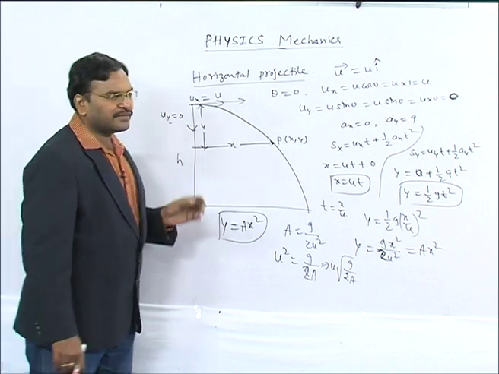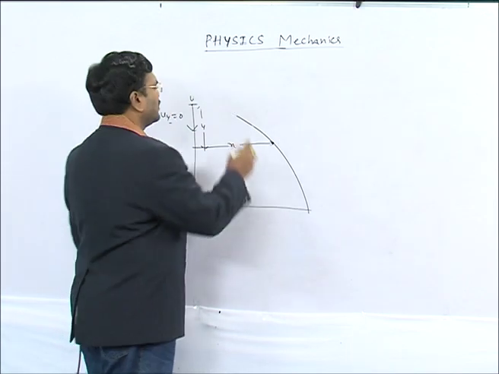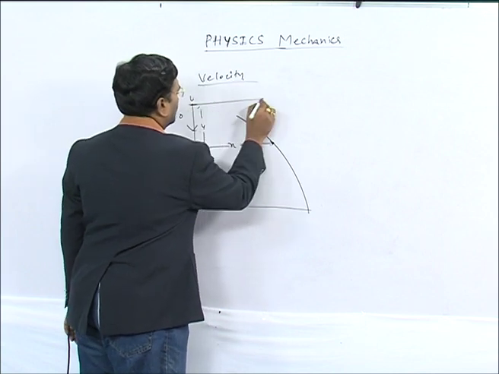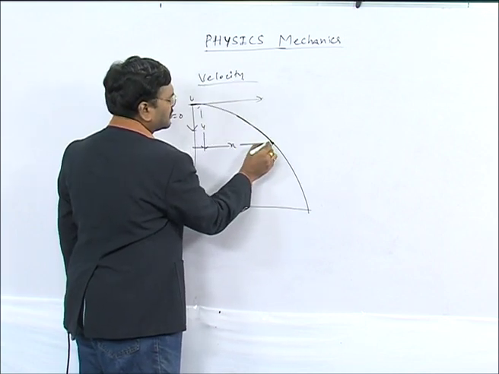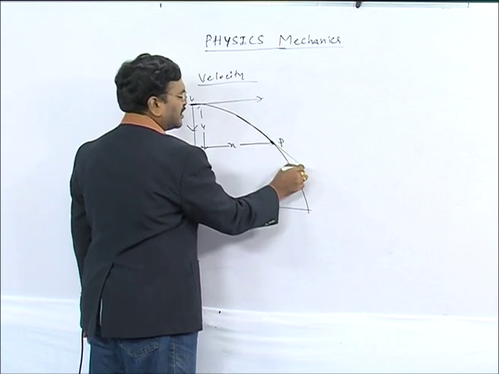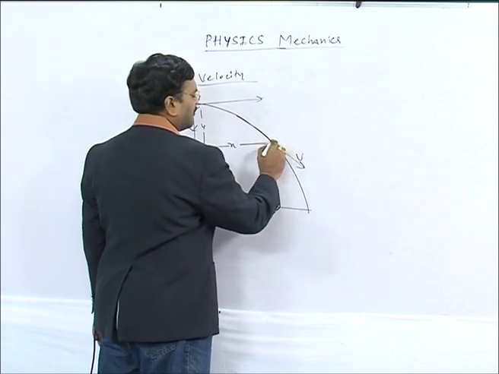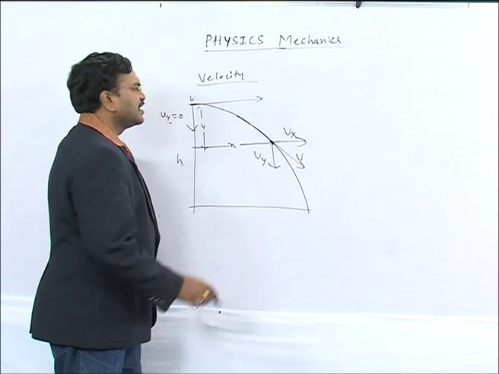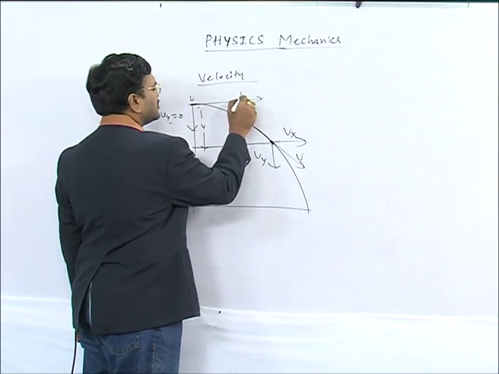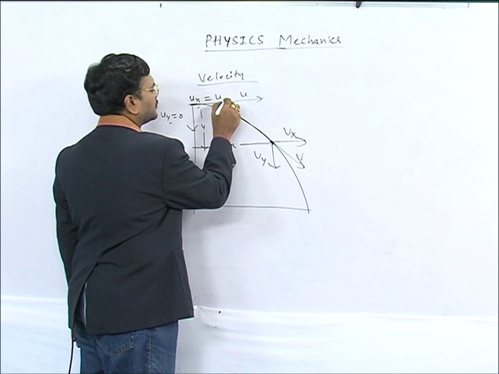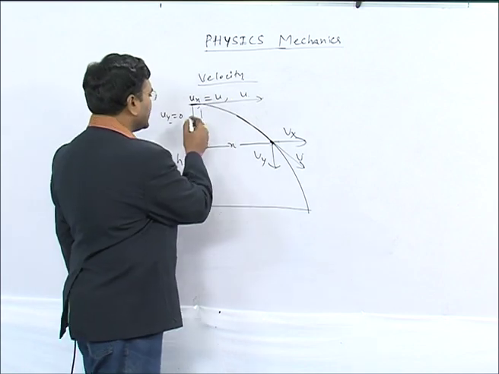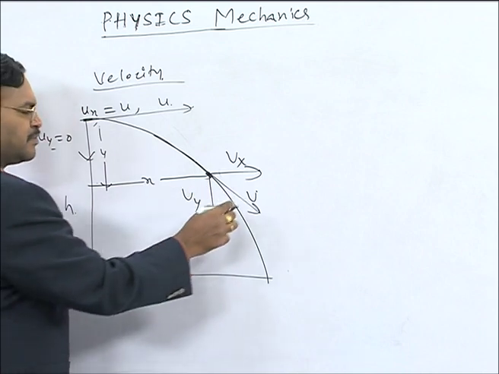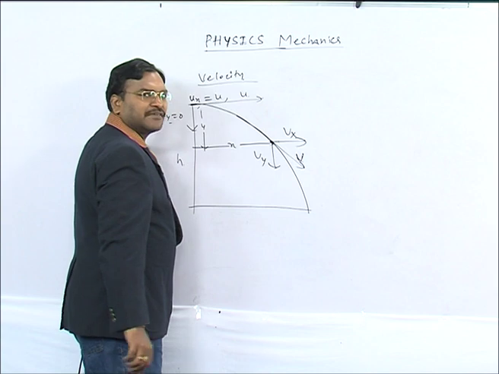Now we discuss the velocity of a projectile. Here the body is projected horizontally like this. After time t seconds, the velocity of the projectile is v. Vx and Vy are the velocities. The initial velocity is u, ux is u. The initial velocity in the vertical direction is 0. After time t seconds, v is the velocity of the projectile.